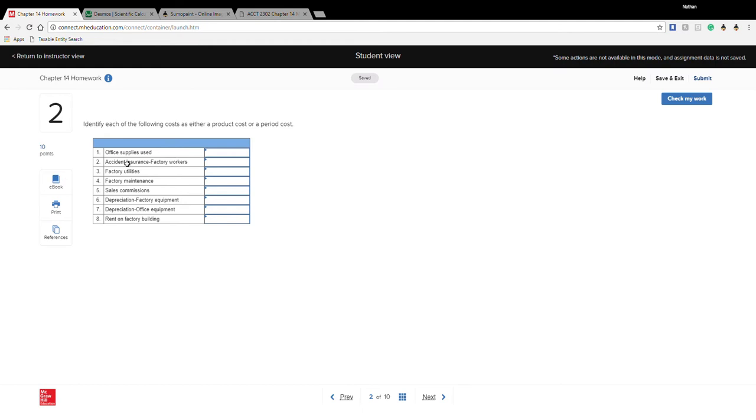First one is office supplies used. Again, keyword is office. So since it's office, that is a period cost. It only deals with management, higher up management, their offices, corporate office.